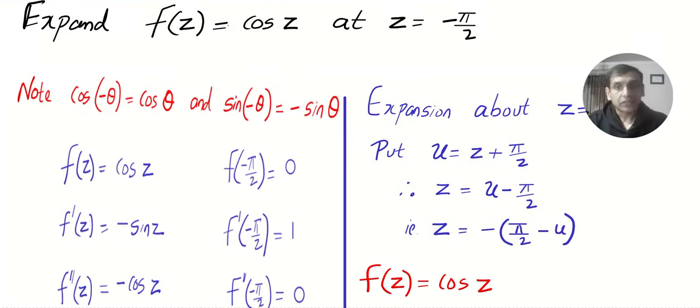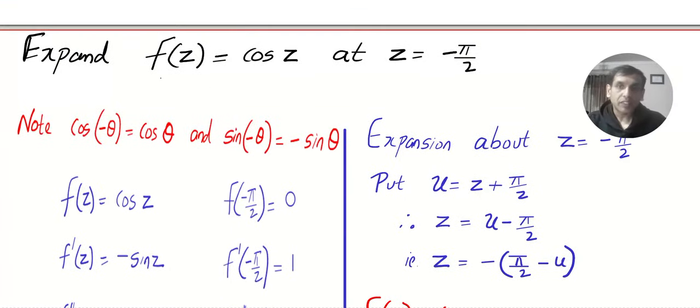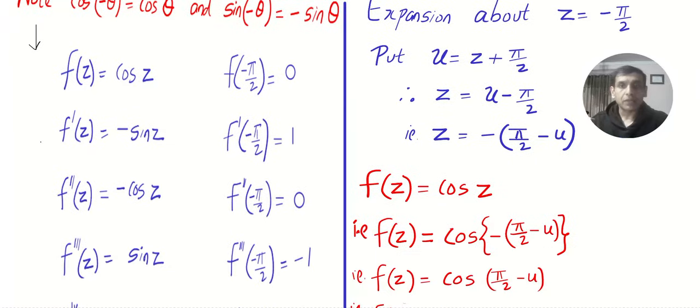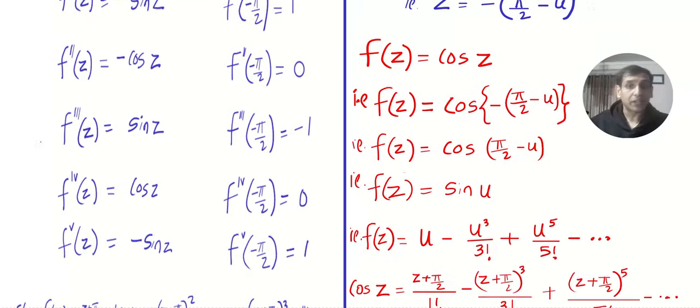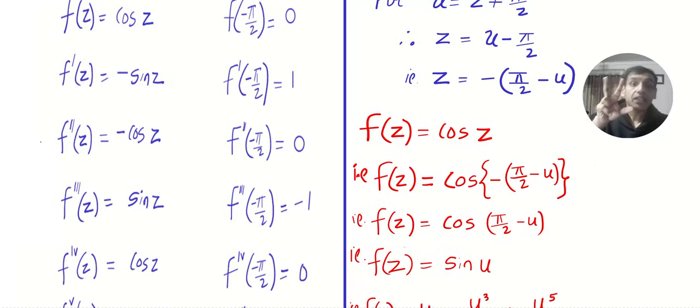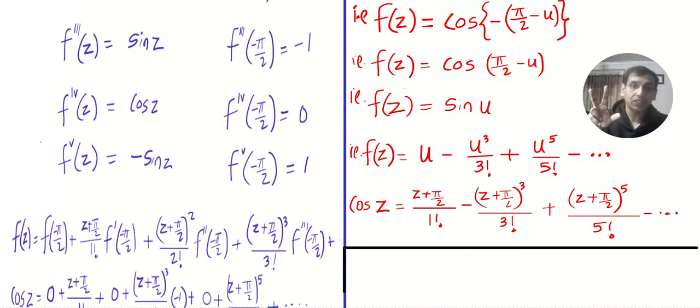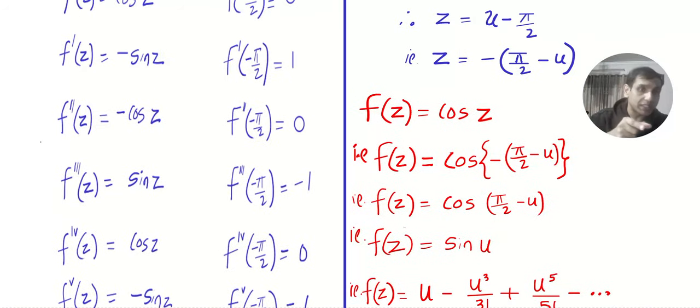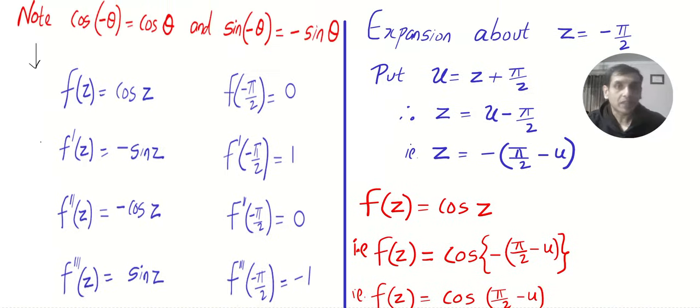Okay, I'll give you one more example. Now look at this. We are going to expand f of z equal to cos z at z equal to minus pi by 2. 100% obvious this is Taylor. Anyway, on the left side, I have kept the method that we learned in the previous video. Can you see? We are finding 3 non-zero terms. And plug it into the formula, we get the expansion. But look at this, this is more efficient.